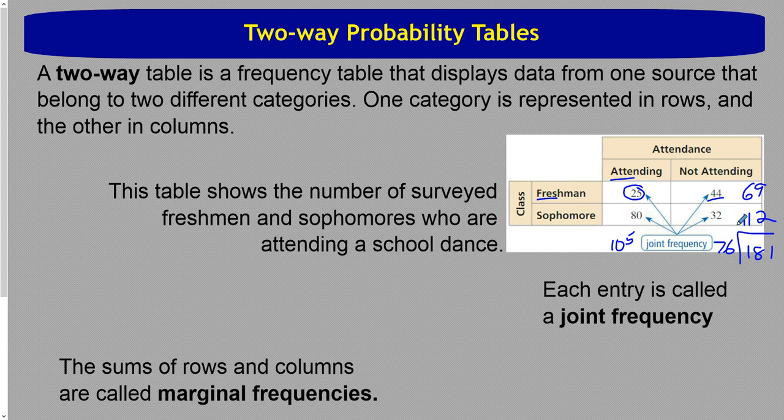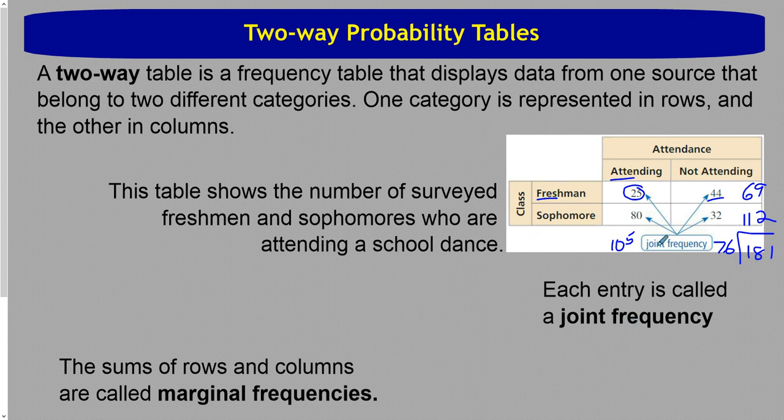So what we can learn from this table is that there were 181 students surveyed. They were all freshmen or sophomores. 105 total planned to attend the dance. 76 planned not to attend. 112 of the students were sophomores, and 69 of the students were freshmen. And then you can break it down into individual things. There's a lot of other things we can do with these tables, but it helps us to categorize and represent data that belongs to two different categorical groups.